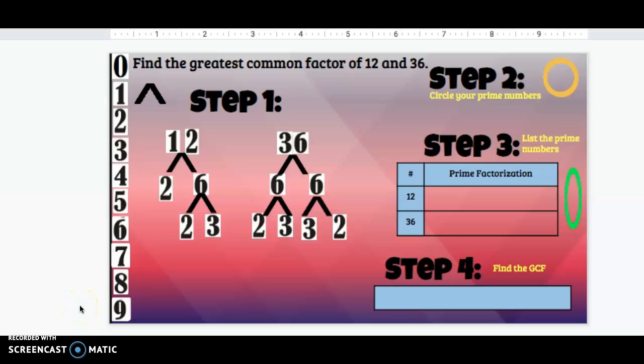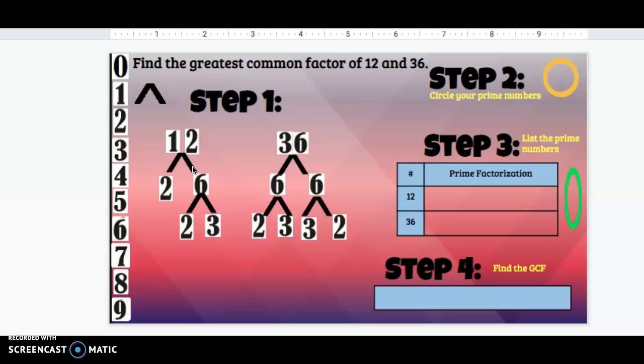Alright, so for today you are going to find the greatest common factor of 12 and 36. There are steps that you need to take in finding your GCF, or your greatest common factor. Your step one is to do the prime factorization of each number. I have already pre-done that to kind of get us started on it.